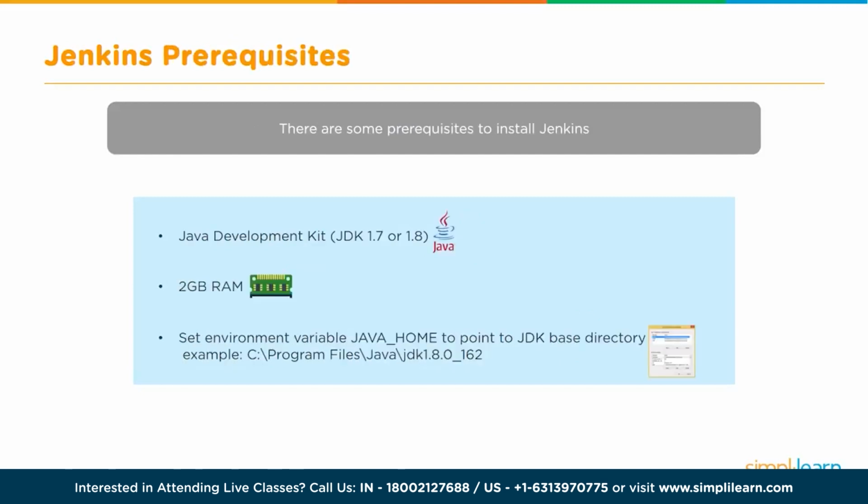Alright, so the prerequisites for running Jenkins: as I mentioned earlier, Jenkins is nothing but a simple web application that's written in Java. So all that it needs is Java, preferably JDK 1.7 or 1.8. 2 GB RAM is the recommended RAM for running Jenkins. Also, like with any other open source toolsets, when you install JDK, ensure that you set the environment variable JAVA_HOME to point to the right directory.